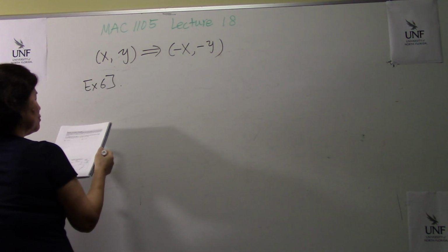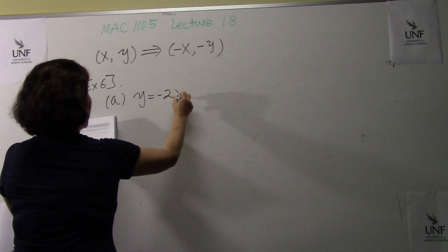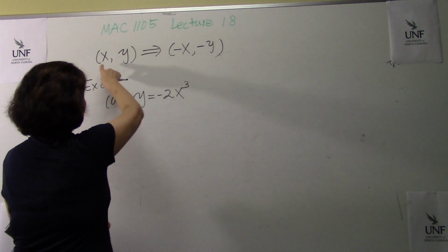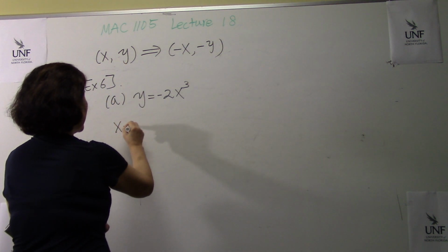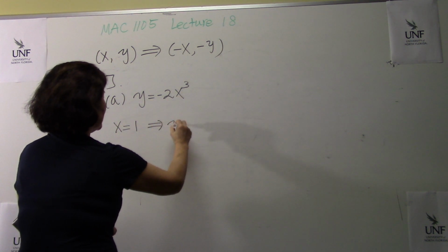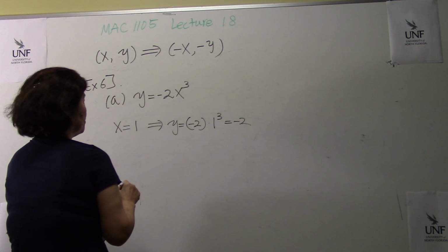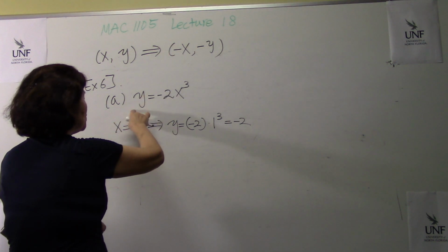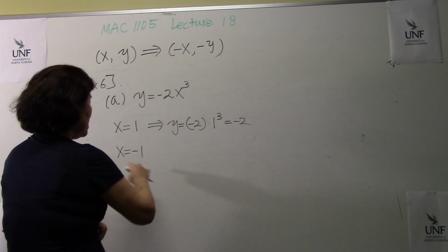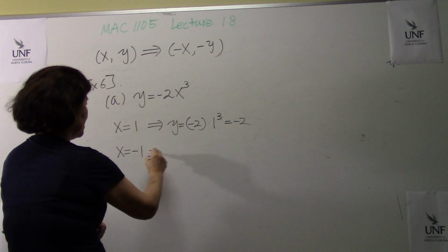Testing for symmetry with respect to the origin. A, y equals negative 2x cubed. Let's just plug in any number. So x comma y. Let's plug in x equals 1. If you plug in x equals 1, what is y? y is negative 2 times 1 cubed, equals negative 2. In order to be symmetric about the origin, when you plug in x equals negative 1, it has to go to the opposite, which is positive 2. Let's see if it happens.